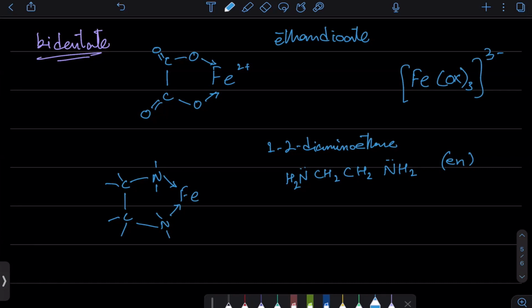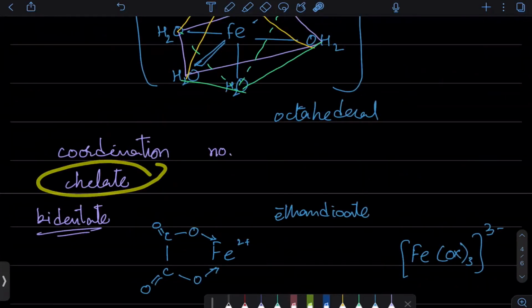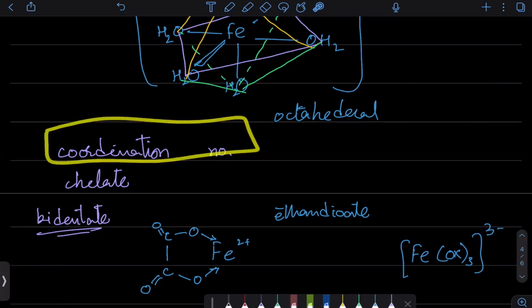It's as if I'm speaking French. There are so many weird words. But just remember, bidentate means a ligand with two lone pairs to donate. Chelate is not that important a term for the exam. The coordination number is a more important term for the exam.